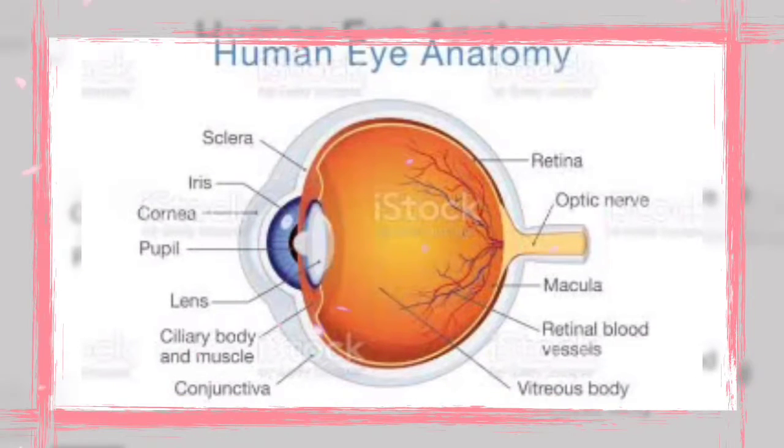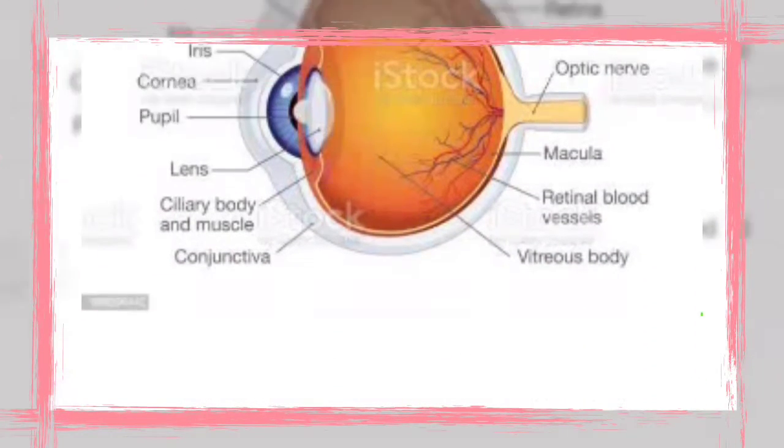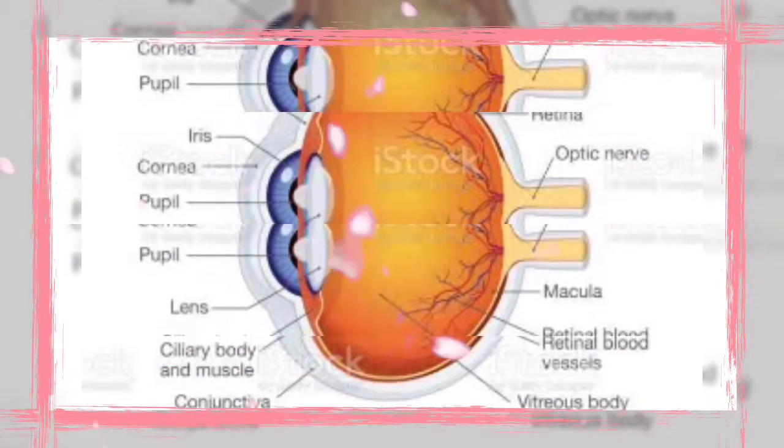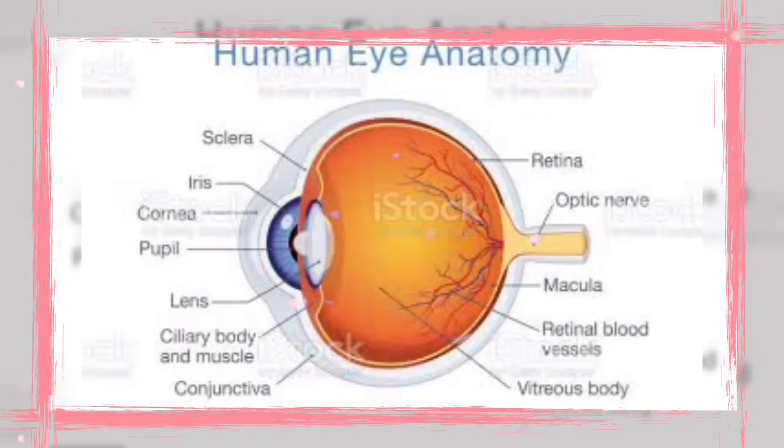By changing its shape, the lens focuses light onto the retina. Through the action of small muscles, called the ciliary muscles, the lens becomes thicker to focus on nearby objects and thinner to focus on distant objects.